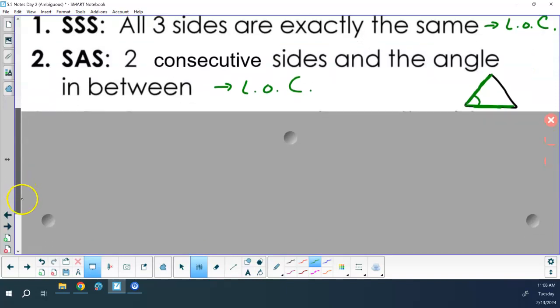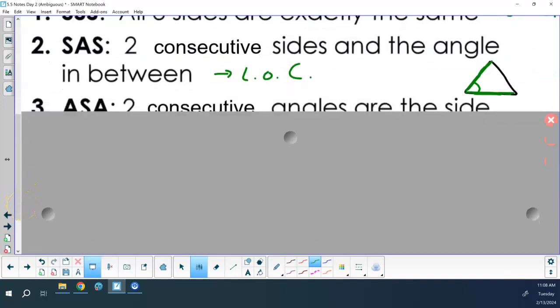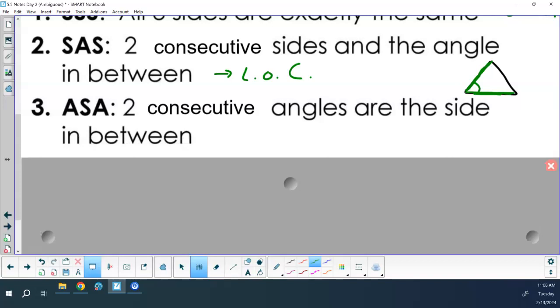The next way that you learned to show two triangles are congruent is angle side angle. So you had two angles in one triangle and one side congruent to two angles and one side in another triangle. So this one, now for us, we would have an angle, a side, and an angle. This is a law of sines type of a solve.